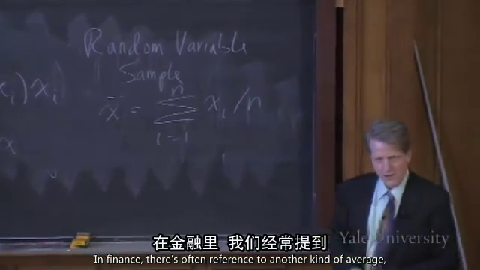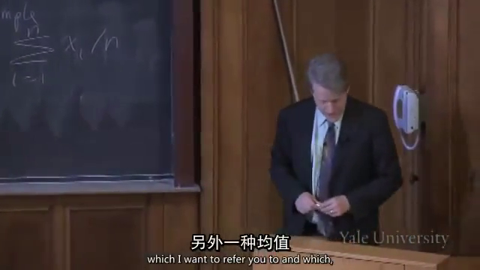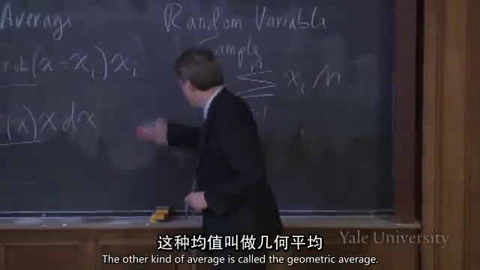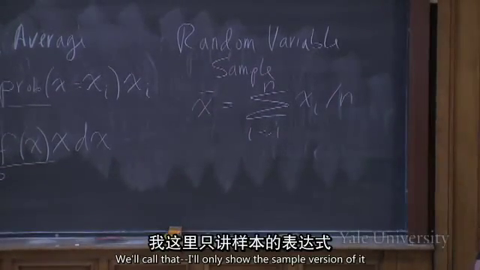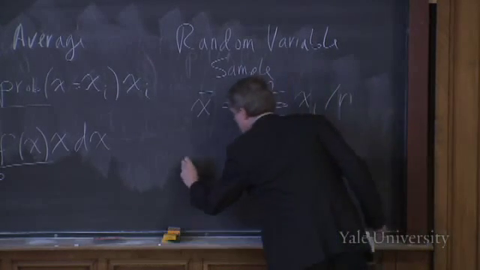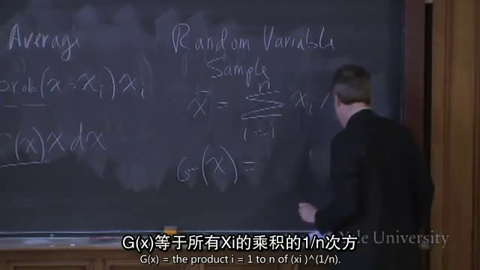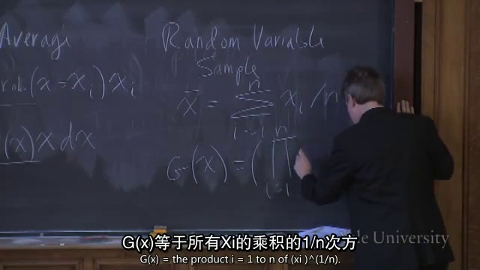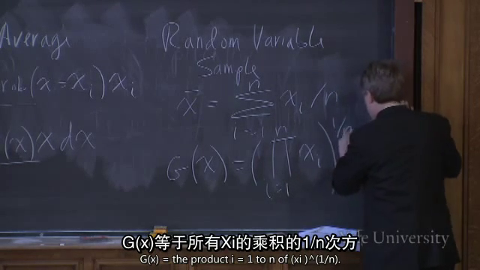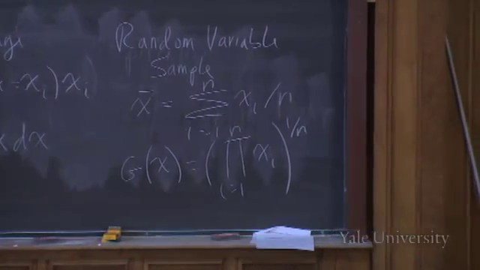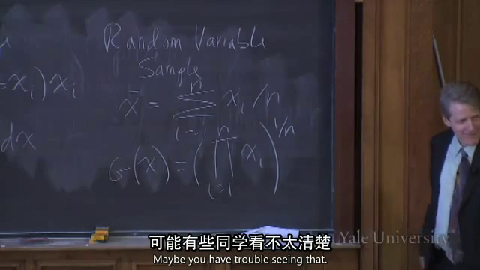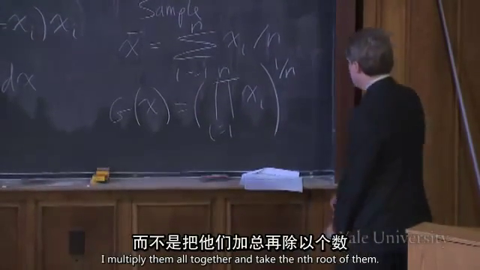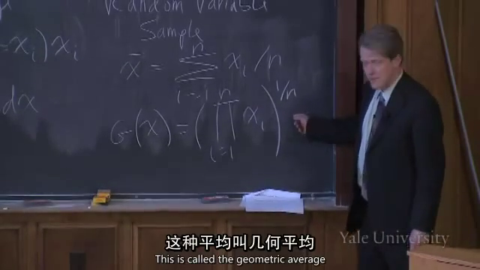Now, in finance, there's often reference to another kind of average, which I want to refer you to, and which in the Jeremy Siegel book, a lot is made of. The other kind of average is called a geometric average. I'll only show the sample version of it. G of x equals the product, i equals 1 to n, of x sub i, to the 1 over n power. All right, can you see that back there? But it's different. Instead of summing them and dividing by n, I multiply them all together and take the nth root of them. So this is called the geometric average.